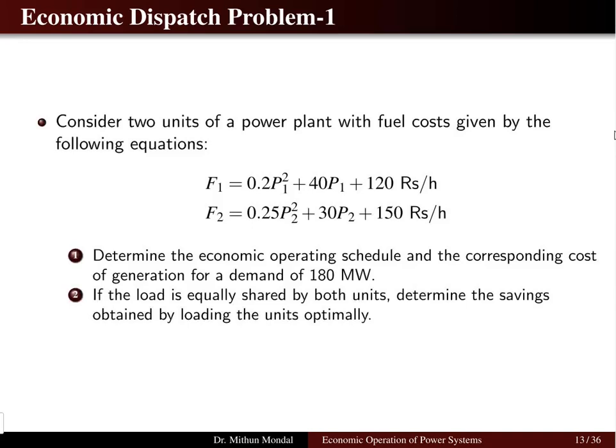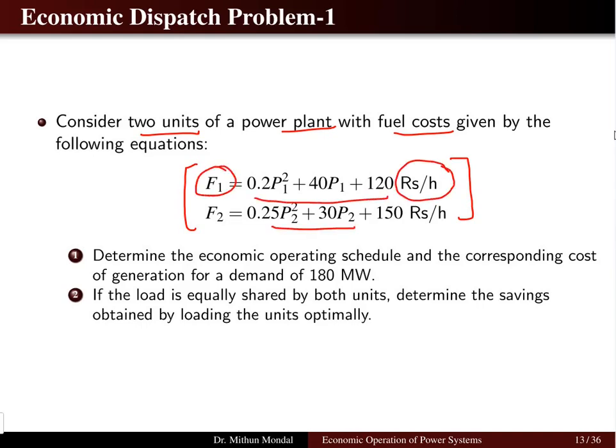Problem number 1. There are 2 units in a power plant with fuel cost expressions given here. If you see, this is a quadratic expression. The unit is rupees per hour because this is the fuel cost involved for power plant 1 and power plant 2. The expression is quadratic and there are 2 plants involved, so 2 expressions of P1 and P2 will be there.